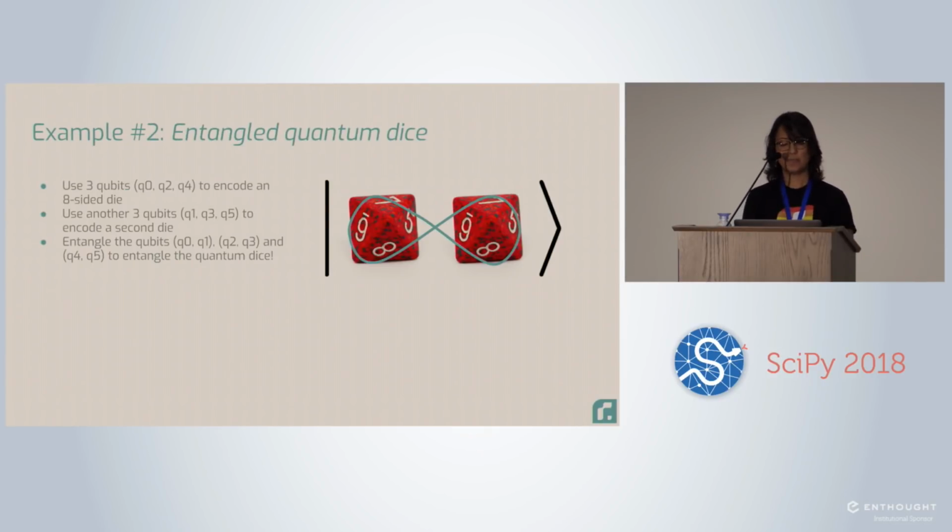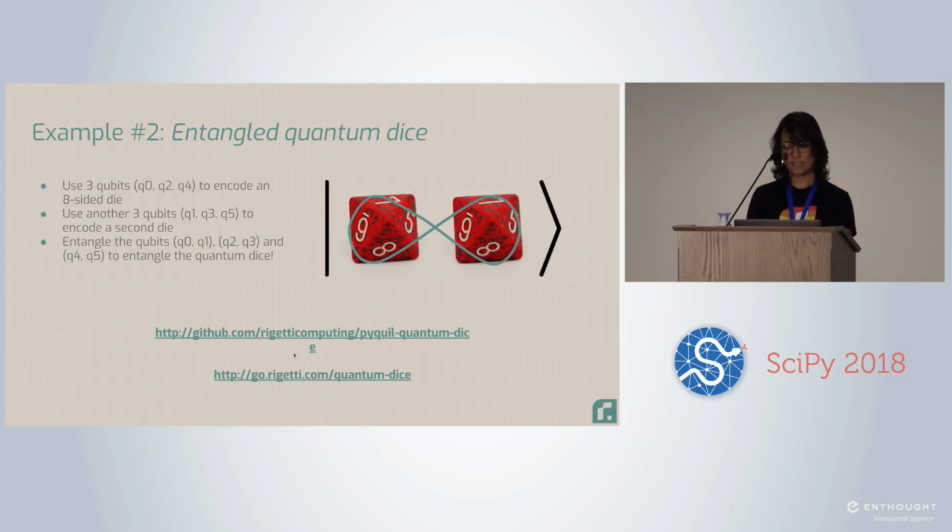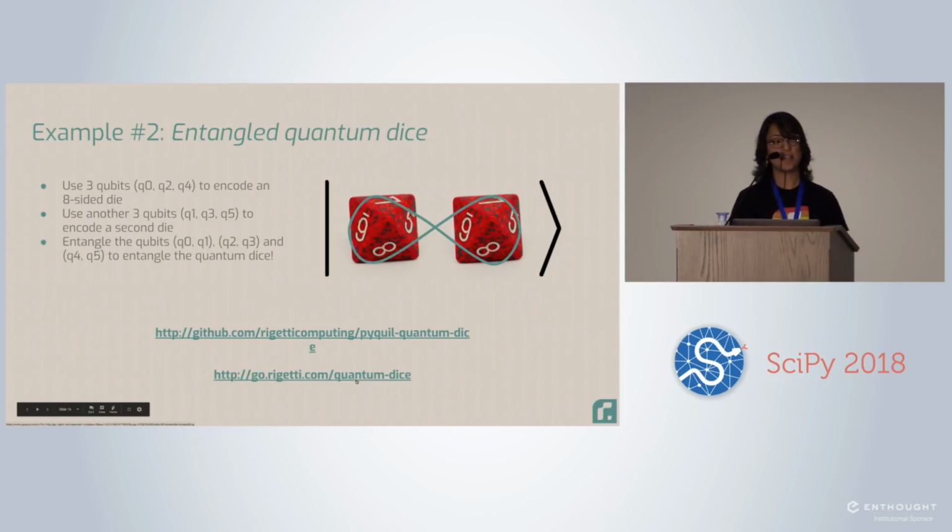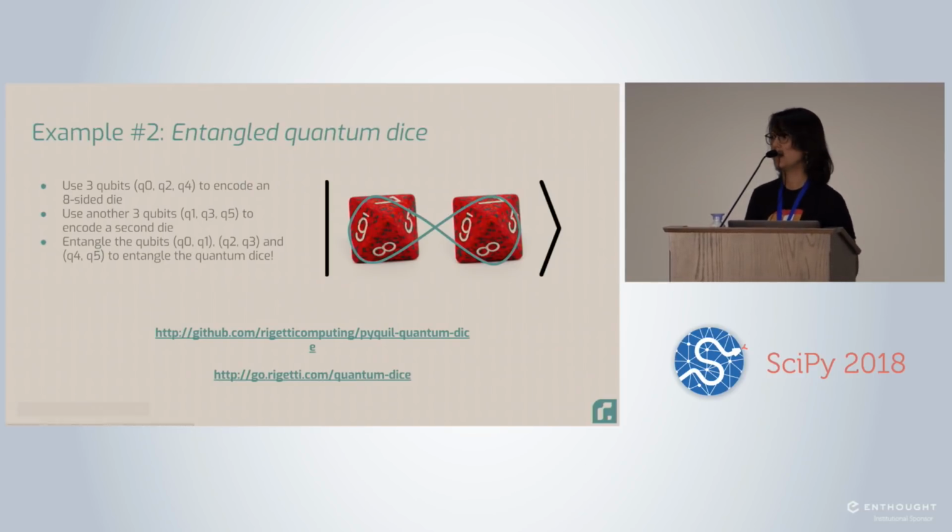So there's another example here that I'm not sure I'm going to have time for, so I'll skip it for now, but you can do it yourself on your laptops. The link is right here. I created a binder repo here, so you can either go to the repo yourself and install it on your laptop, or you can just go to this link, go.rigetti.com/quantum-dice, and there's a few notebooks in there, including the one that I just demonstrated just now.